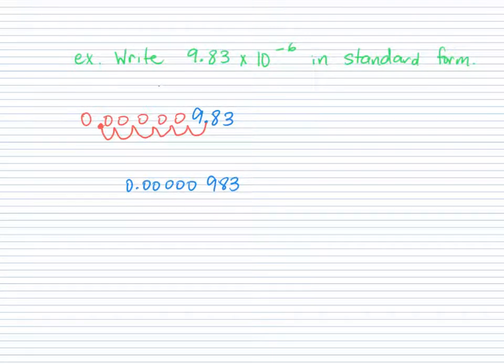And if you wanted to double check it, since you know how to go the other direction, by all means, just double check and see if you would go 1, 2, 3, 4, 5, 6 places to get 9.83. Looks good. We're now in standard notation, and this is the correct answer.